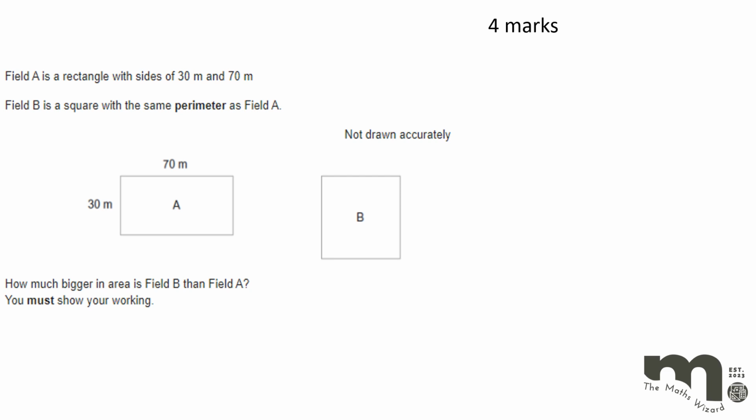Okay, final question then. This is another 4-mark question. Field A is a rectangle which is 30 by 70. Field B is a square with the same perimeter as field A. We're being asked how much bigger in area is field B compared to field A.